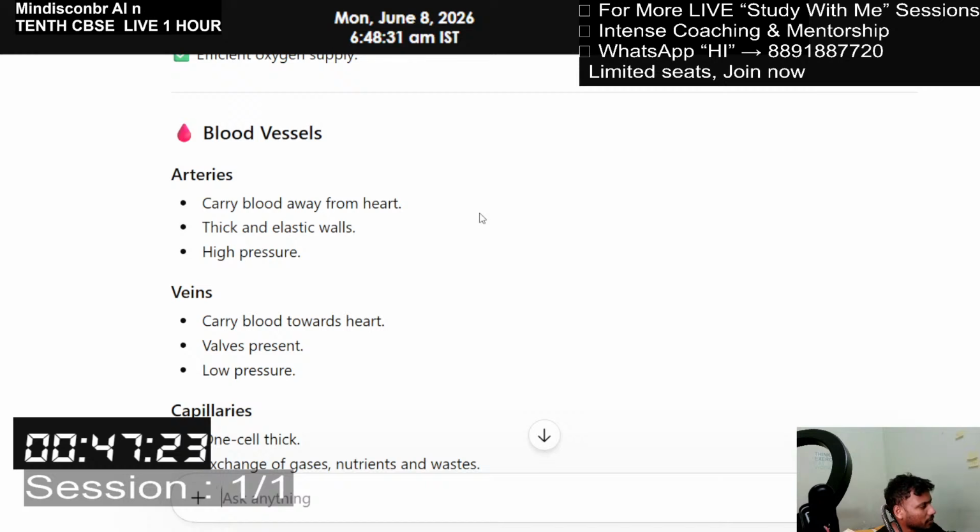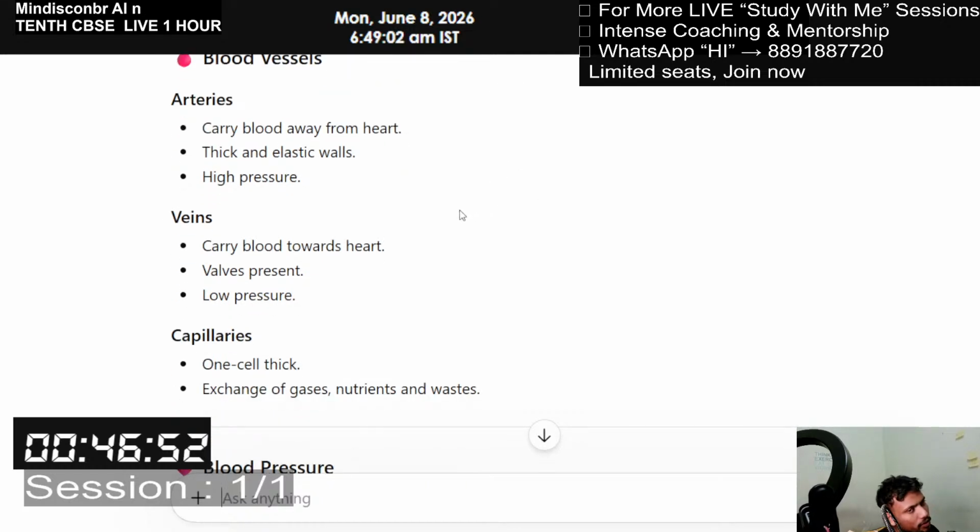Arteries carry blood away from the heart. Thick and elastic walls and high pressure. Veins carry blood towards the heart. From the heart, the blood goes through arteries, and to the heart through veins. Valves are present. Low pressure. In arteries, the blood flows with high pressure, whereas in veins, the blood flows with low pressure.